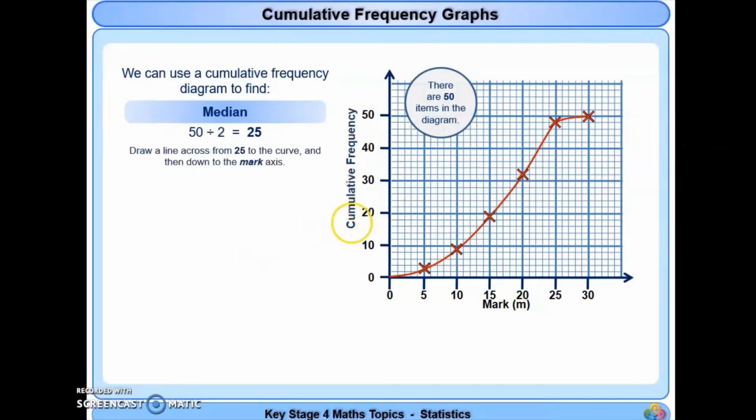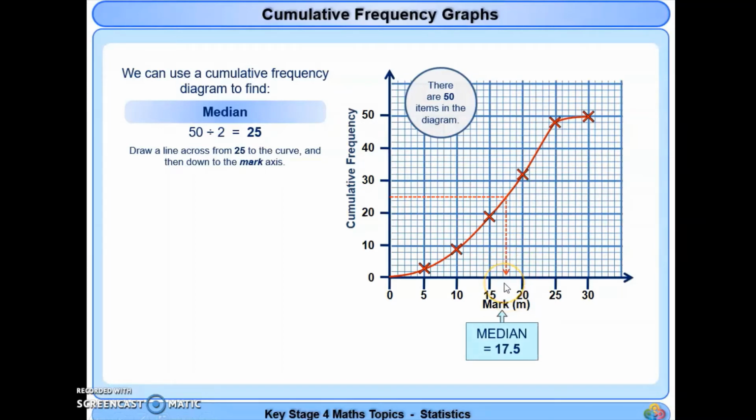Okay, so in order to use the cumulative frequency graph to find your median, I'm going to use my ruler and draw a line across at 25 until I hit the cumulative frequency graph, and then I'm going to continue that down to my x-axis and read off the value. Something like that. So you can see that my median is 17.5.